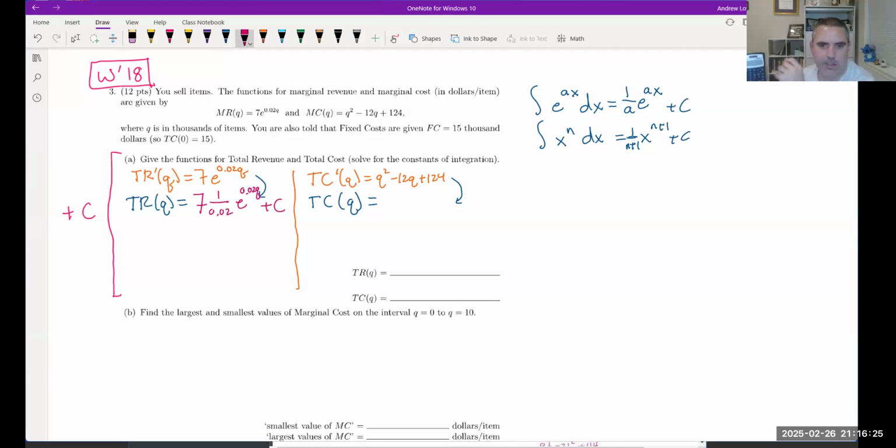Sorry, I have a camera that I can put on my calculator, but I'm afraid if I set it up that the Zoom will go out. I'm afraid to do it. So 7 divided by 0.02, I got 350. So this is 350 e to the 0.02 q, plus C. One of the most common questions I get is about this C, but that's just the integration step. So let's do the other integral as well, and then we'll talk about the constants.